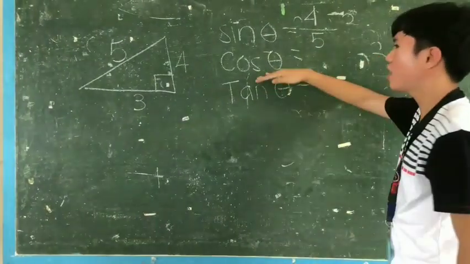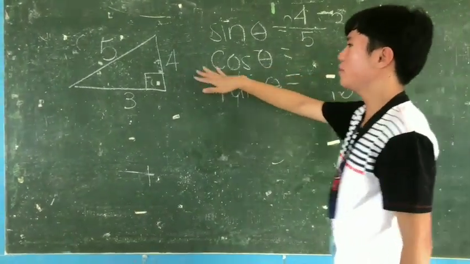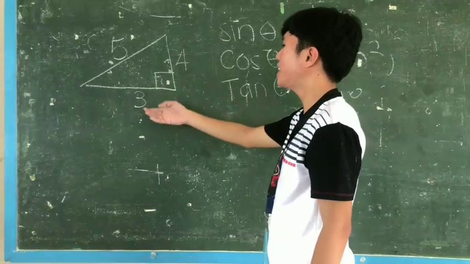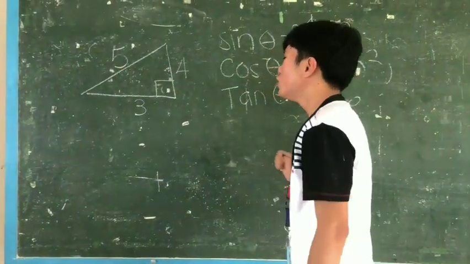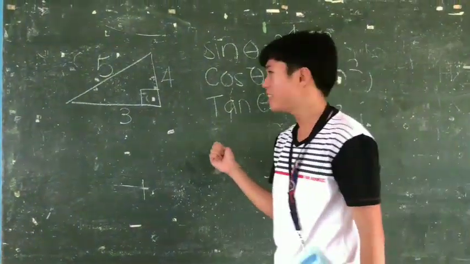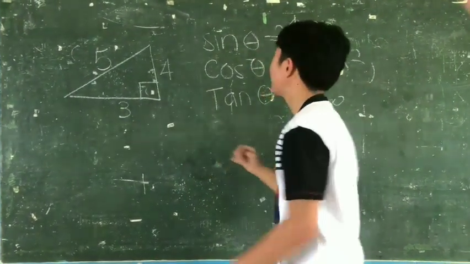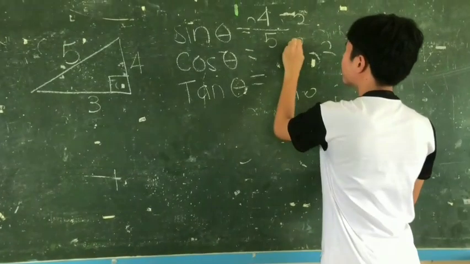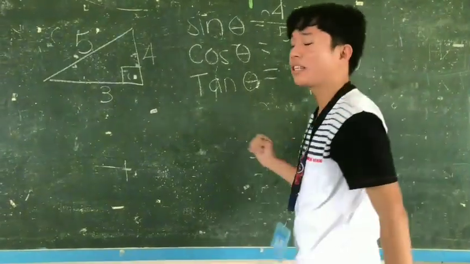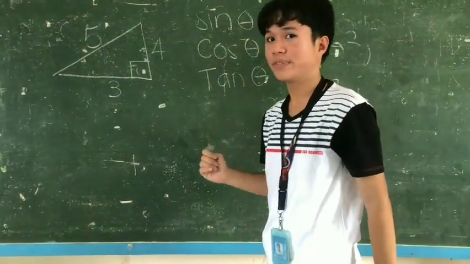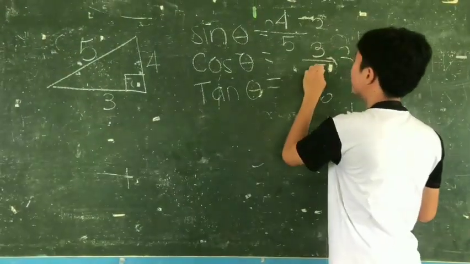When we're looking for the cosine, we must be able to see the adjacent and the hypotenuse. So what is the adjacent of this triangle? Correct, it's number 3. How about its hypotenuse? Correct, it's number 5.